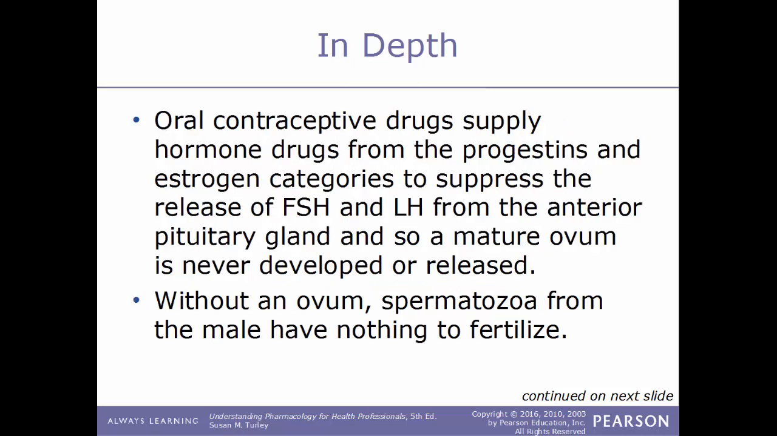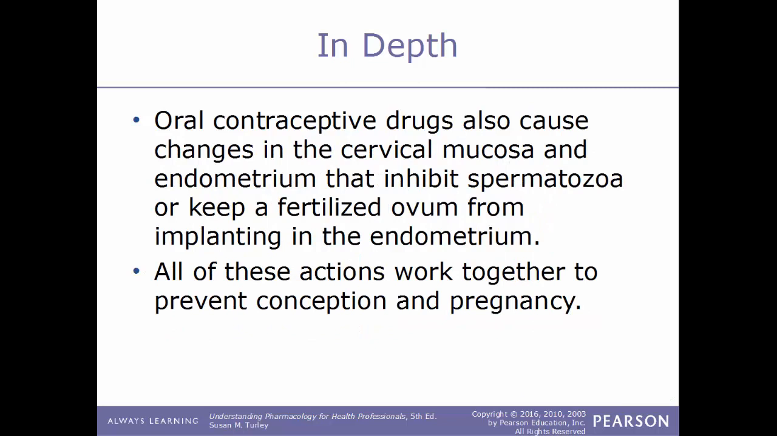Oral contraceptive drugs supply hormones from the progestin and estrogen categories to suppress the release of FSH and LH from the anterior pituitary gland. So a mature ovum is never developed or never released. Without an ovum, the spermatozoa from the male will have nothing to fertilize, and a pregnancy is prevented. Oral contraceptives can also cause changes in the cervical mucosa and also in the endometrium that inhibit spermatozoa or keep a fertilized ovum from implanting within the endometrium. All these actions work together to prevent conception and therefore prevent pregnancy.